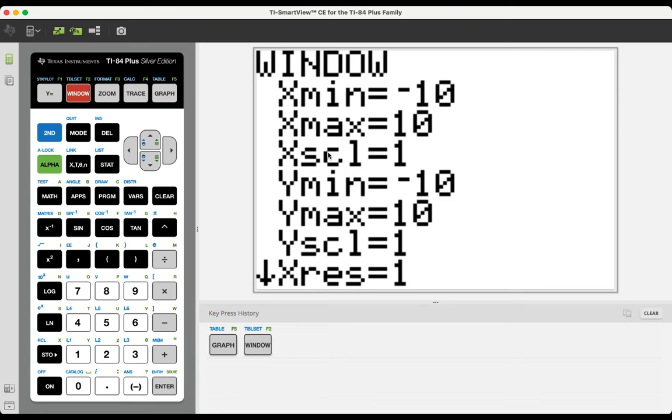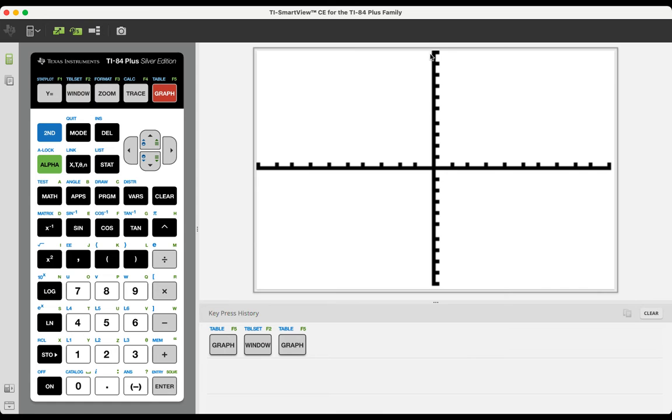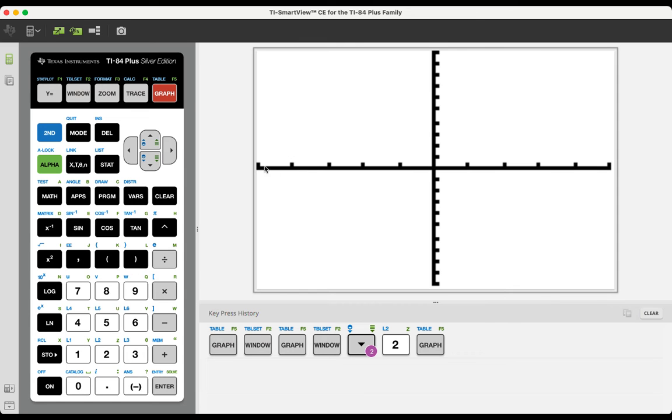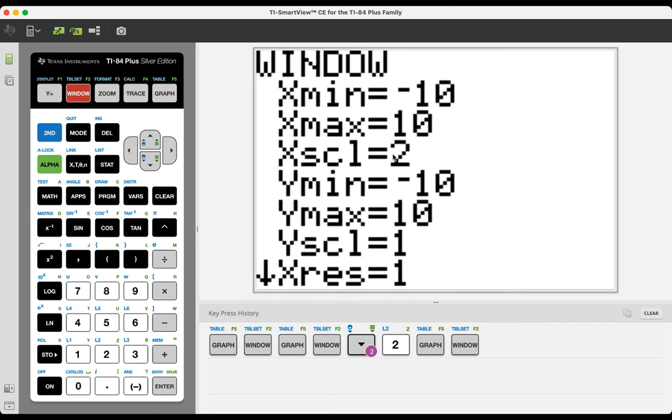The scale numbers, so x scale and y scale, are how the calculator is going to count the numbers along each axis. Because both of these are set to 1, these tick marks on each axis represent 1. If I change the x scale to 2 and graph, now they're only showing me every 2 lines. Depending on the graph that you have and the amount of space that you're trying to show, you may need this number to be significantly larger than 1.